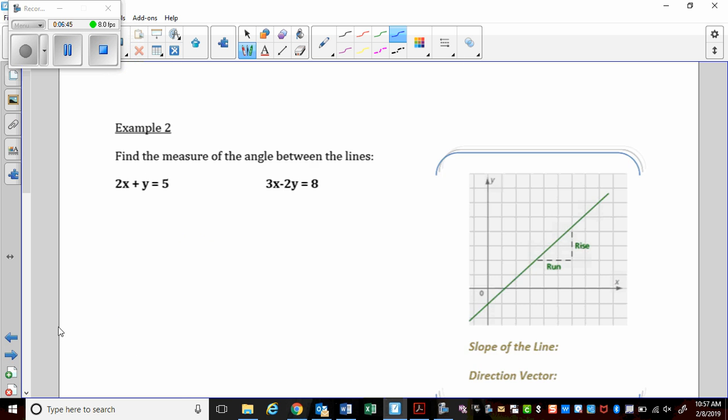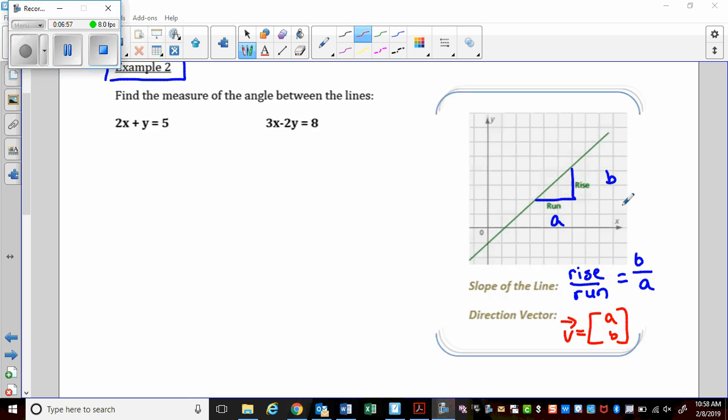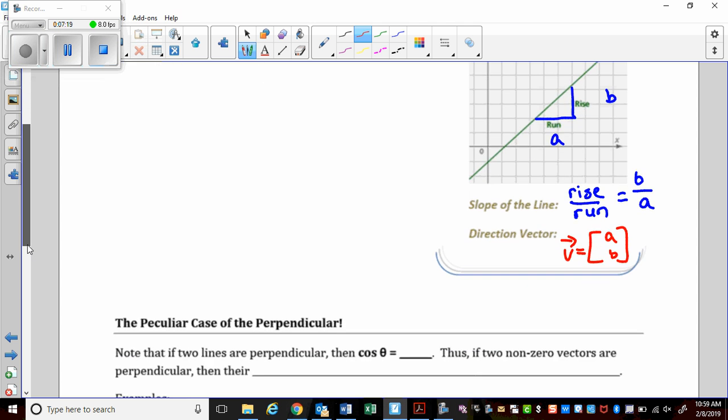All right, guys, I want you to try example 2. Try to do it exactly the same way. I just wanted to put this over here so you guys can remember that the slope is always rise over run. So we go up first, which is the change in y's, which I put b, over run, and I put a. But when we do the direction vector, we always put the x's on top, or a, and then over b. Okay? Try number 2 out.